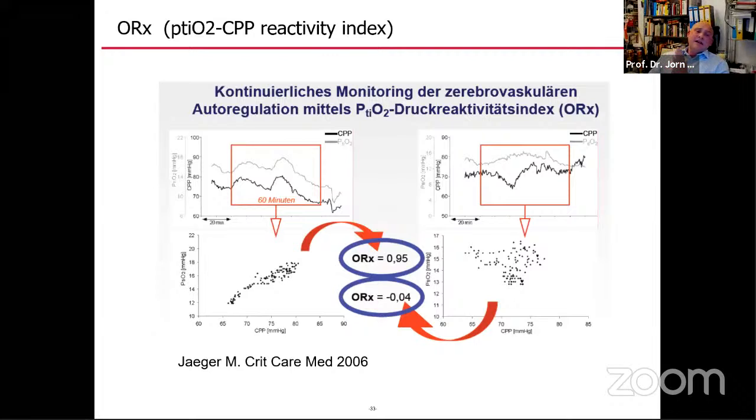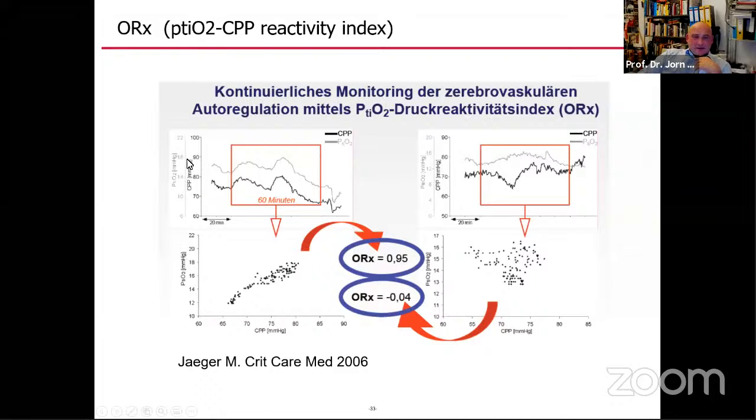For this, there's a new parameter. If you want to read about this a bit more, the group of Jäger and Josnika from Cambridge, they are very good at that. They have published a load of papers about this so-called ORX and PRX and so on. These are actually reactivity indices of the tissue. Sorry, this is in German, I didn't find an English one. It was the continuous monitoring of cerebrovascular autoregulation using the PO2 pressure reactivity index.